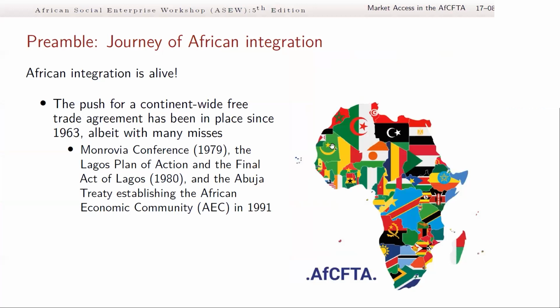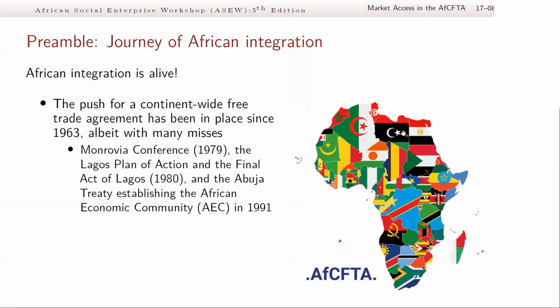So I'll shortly begin by explaining what exactly the African Continental Free Trade Area is and briefly giving how the journey has been. African integration is actually alive, and this agreement intends to connect the entire Africa, all these African countries, to form one free trade agreement. But this initiative has not been very easy.